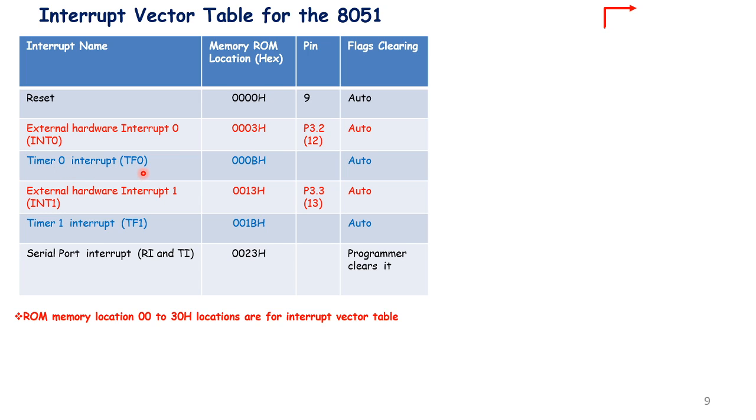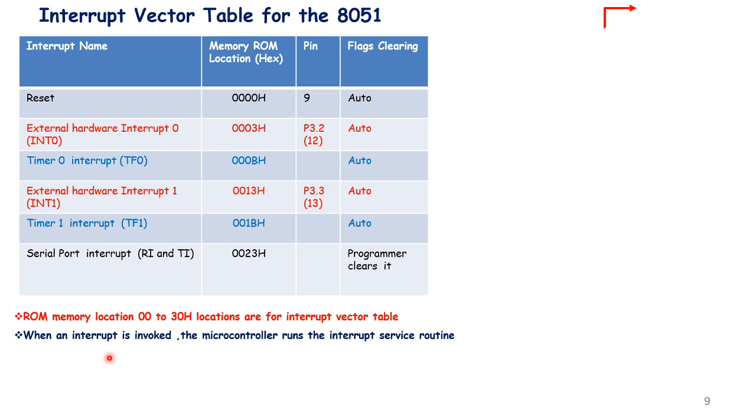Timer 0 interrupt TF0 has the hexadecimal address 000BH. External hardware interrupt 1, INT1, has hexadecimal address 0013H. Timer 1 has address 001BH. And the serial interrupt RI and TI has address 0023H. These are the pins of those interrupts. The read-only memory locations 0000 to 0030 are used as the interrupt vector table, which we are going to discuss.